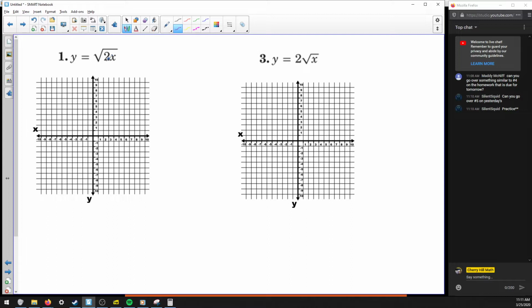Really, there's nothing out of control, okay? As long as it fits in the domain, okay? So I'm going to go over 1 and 3, and then I will also go over number 5, okay? And then we'll go over some problems on the new one, okay?